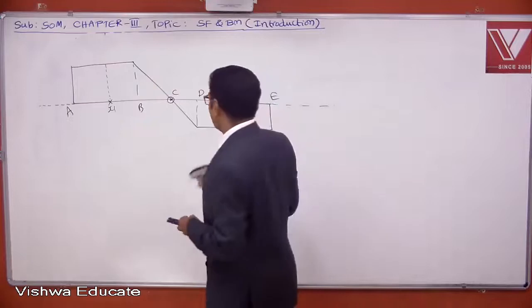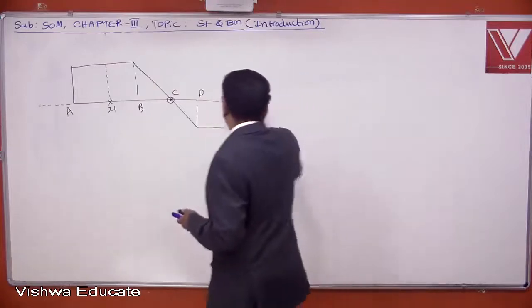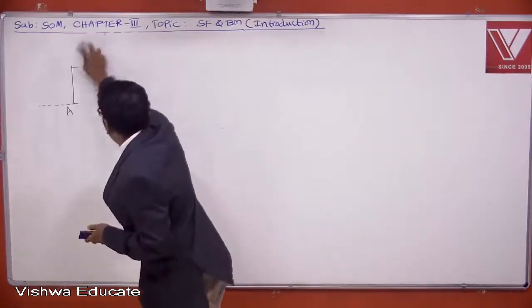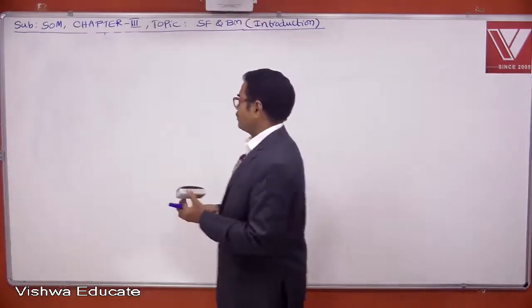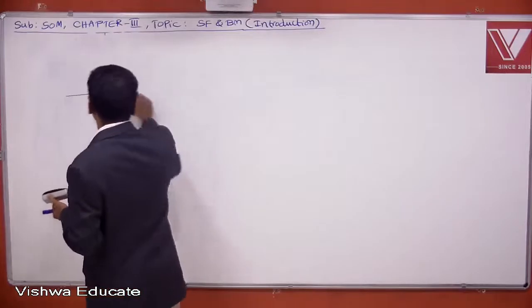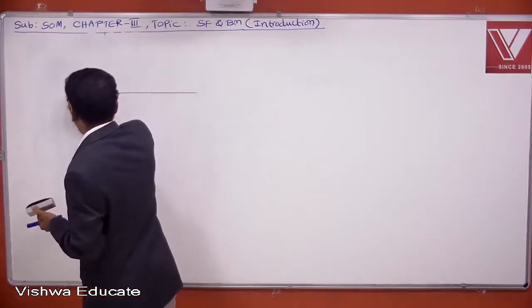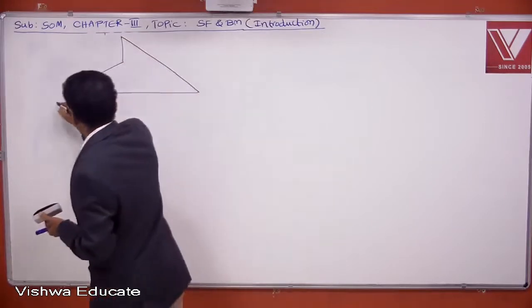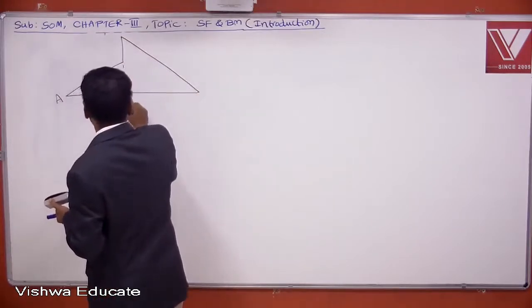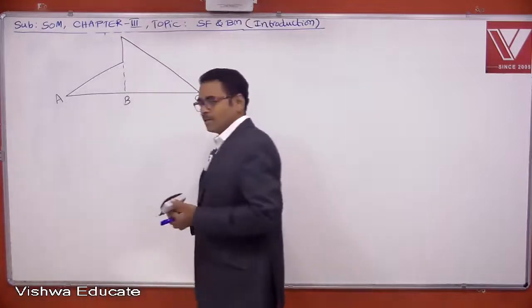Next, why do we have to draw BMD? For explanation, I am drawing two bending moment diagrams, right? Maybe this is the first diagram. I may call this point A, this point B, and this point C.